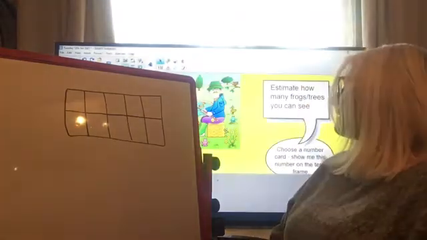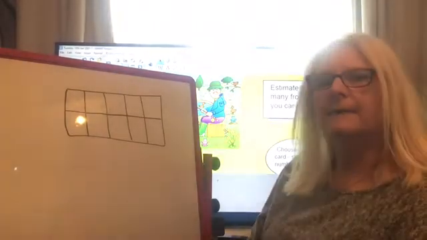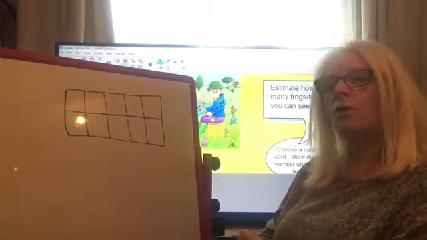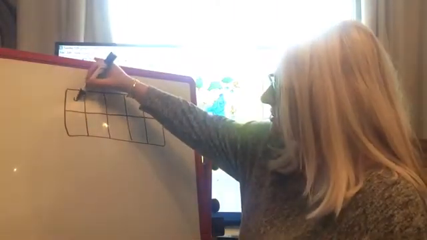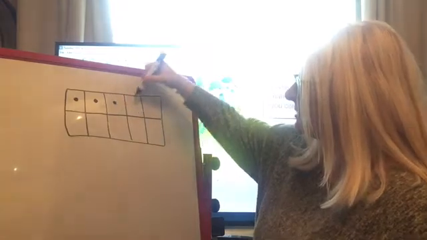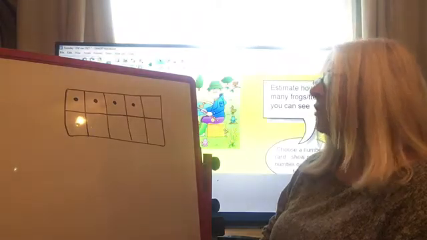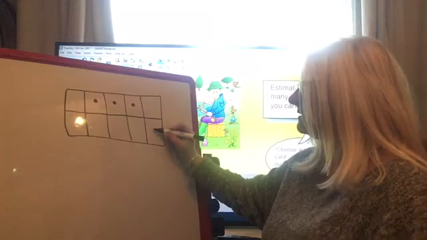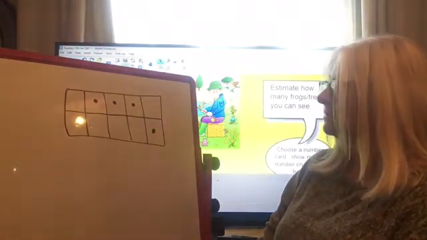Now, let's go back and think about our froggies. How many froggies did we have? Can you remember? It was 4, wasn't it? So how am I going to show 4 on my tens frame? I could just go across the top. So I could go 1, 2, 3, 4. That's 4, isn't it? 4 in my tens frame. Or I could move that one and put it down here. Is that still 4? Yes, it is. Well done.